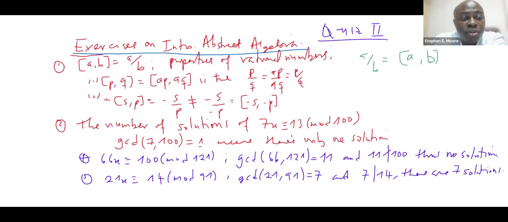Some of them: if you have the square bracket p comma q, it is equal to the square bracket ap comma aq. This is true because p over q is equal to a scalar times p over the same scalar times q. So this is true. However, not all of them hold.